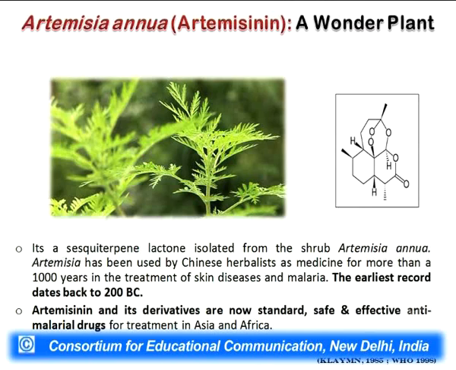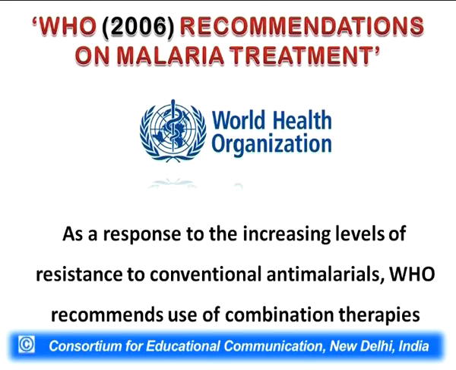This artemisinin drug, along with its derivatives, majorly called dihydroartemisinin, artemether and artesunate, is now used as the standard and safest drug for treatment of malarial cases in the Asian and African regions. The WHO, looking at the emergence of drug resistance, has now recommended in its publication that drugs should be given in a combination therapy rather than monotherapy. Two or three drugs should be given in combination rather than only one drug, because the parasite develops resistance against monotherapy very quickly.